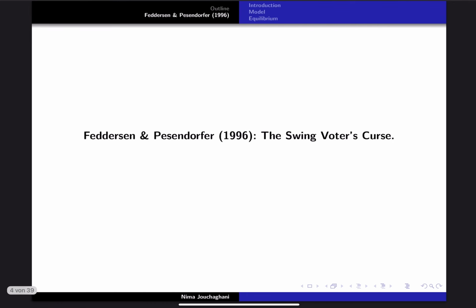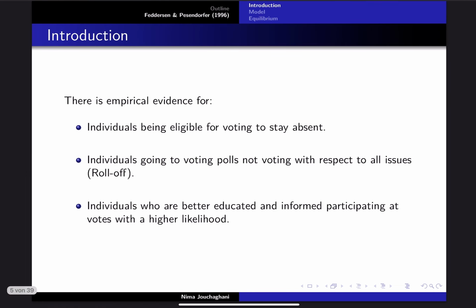And let's dig into the paper. So the starting point of the paper is to say that there's empirical evidence for, first of all, individuals who are eligible for voting to stay absent. So people who can actually vote to not vote. So by not voting, I mean they don't even go to the voting poll, so they don't vote at all. Then there is empirical evidence for individuals who actually go to voting polls and that they do not vote with respect to all issues. This is called roll-off.